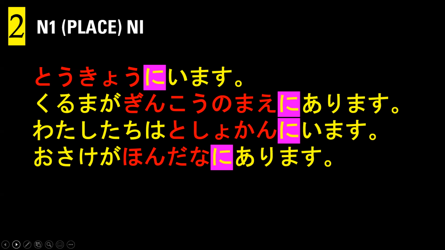So example would be Tokyo ni imasu. When you say Tokyo ni ikimasu, ibig sabihin I'm going to Tokyo. Tokyo ni imasu, I'm in Tokyo. So I'm living or I'm existing now in Tokyo. So next example, kuruma nga ginko no mae ni arimasu. Ginko no mae ni, ginko which is bank, mae front.